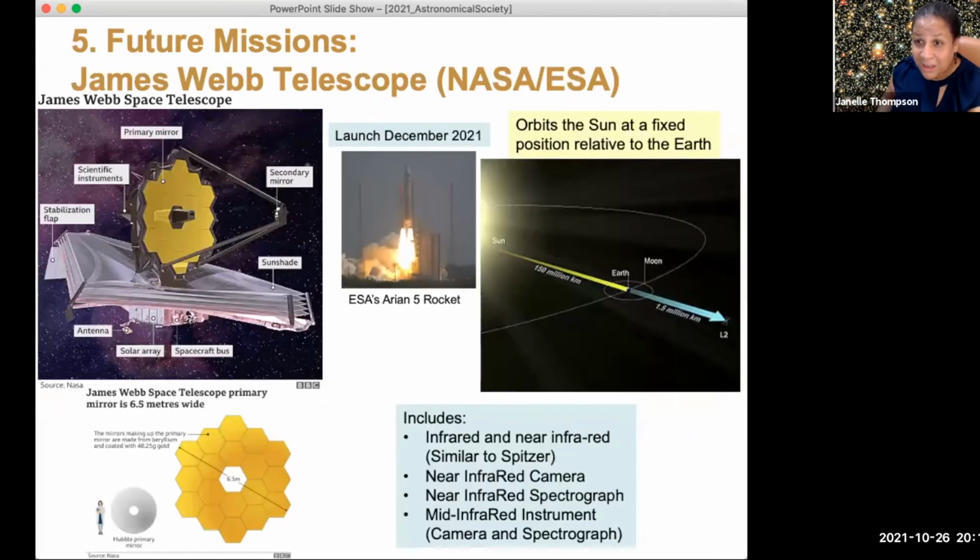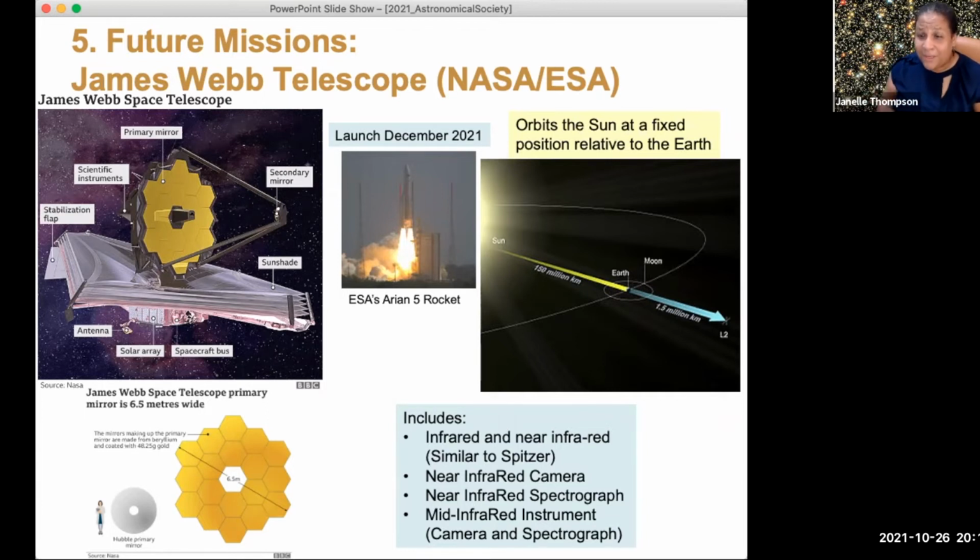So speaking of visiting Proxima Centauri, let's talk about future missions, and this will be my last section. Upcoming in December is the launch of the James Webb Telescope, which is really exciting for astronomers and astronomy-friendly people all around the world. It will have a lot of really cool instrumentation that will let it take really sensitive measurements in the near infrared range.